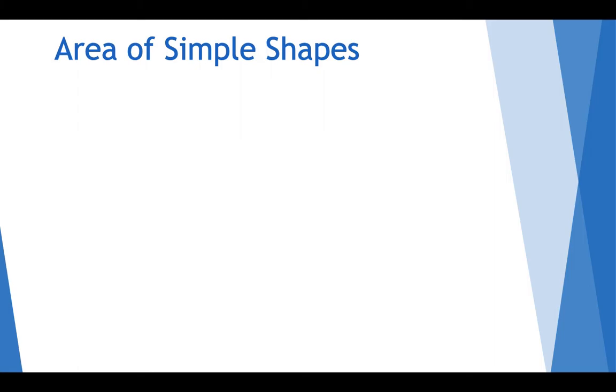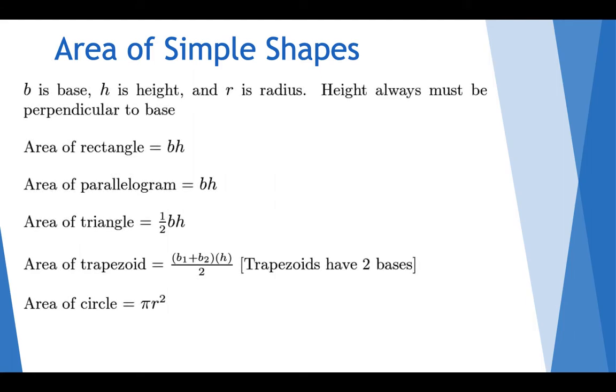Area of some simple shapes. So there are 5 simple shapes that we are concerned with on the ACT. It's the rectangle, the parallelogram, the trapezoid, the triangle, and the circle. So, B is base, H is height, R is radius. Height must always be perpendicular to the base or these formulas will not work. The area of the rectangle is base times height. Area of a parallelogram is also base times height. Area of a triangle is 1/2 base times height.